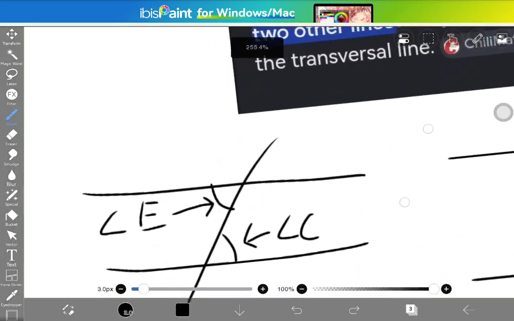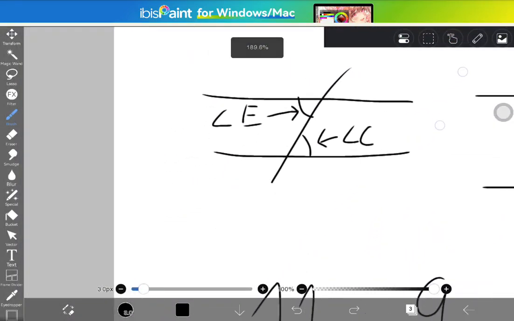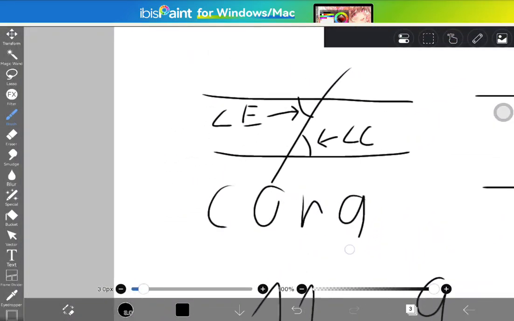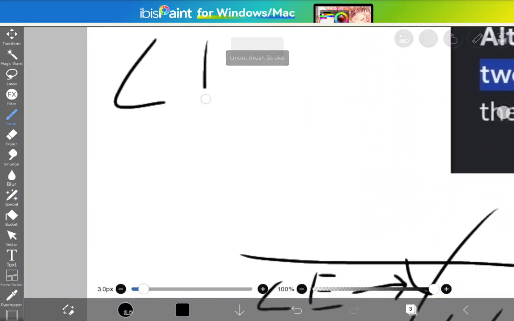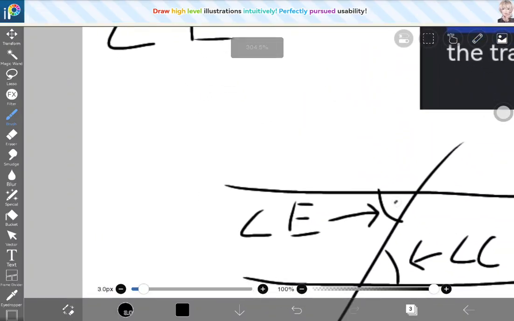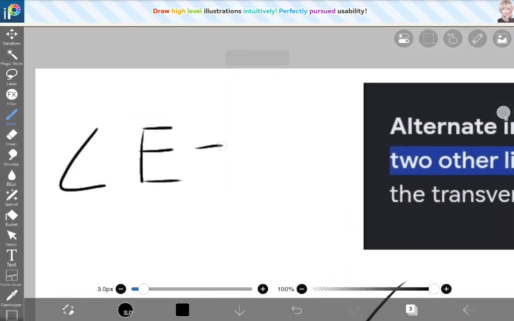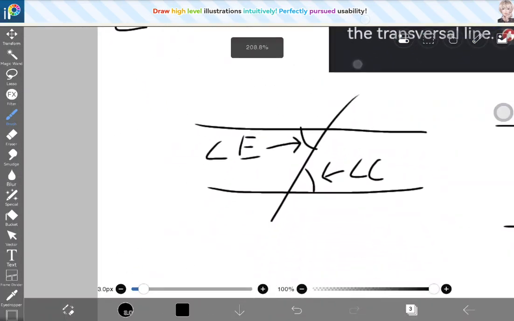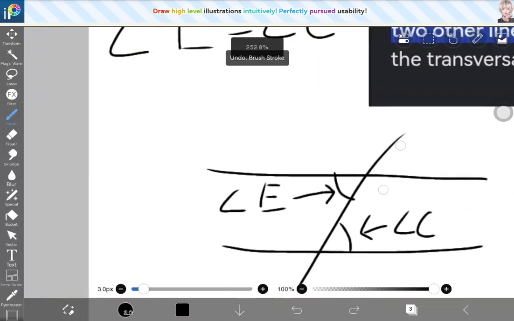The thing about alternate interior angles is that they're congruent. That means they're the same, they're both equal. So angle E, or the first interior angle there, equals angle C, the second interior angle.